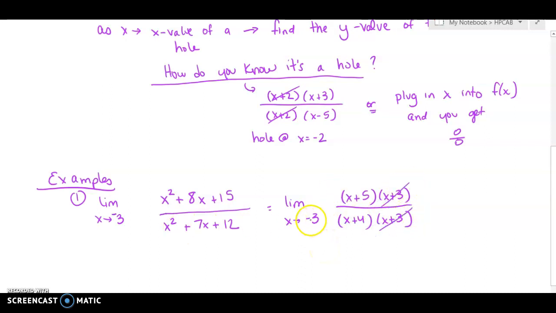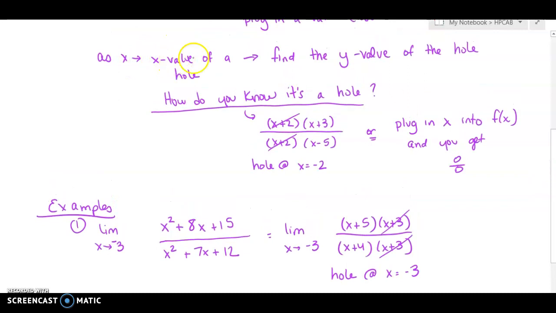All right. If you plug in -3 into the original function, you're going to get 0 over 0. It's a hole. You can also tell it's a hole because these two pieces cancel out and x is equal to -3, which makes those 0. So we know that it's going to be a hole at x equals -3, which is what we're approaching. So if we're approaching a hole, what we're going to do, we mentioned it up here, is if the x value is a hole, you're going to find the y value of the hole.